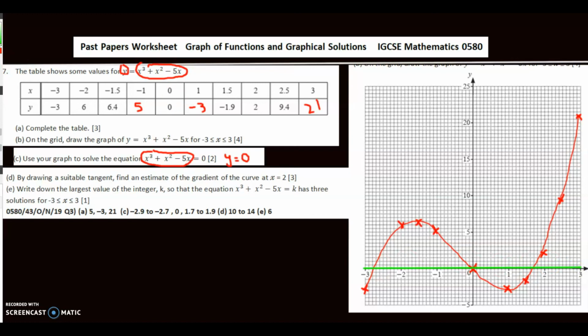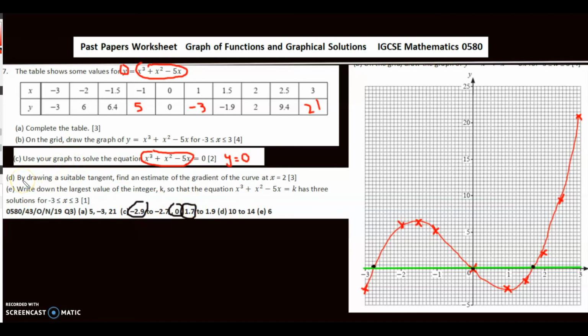Simply read out the points of intersection between the green graph and the red graph. So we're getting minus 2.9, which is one of the answers. Then we're getting 0, which is one of the answers. And then we're getting 1.7. So these are the three solutions of part C.